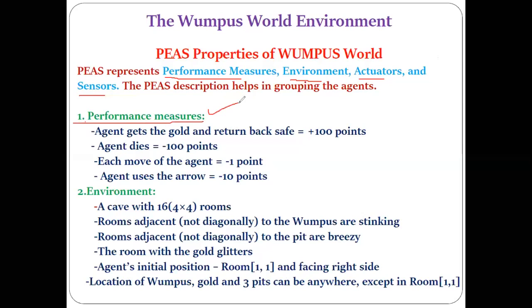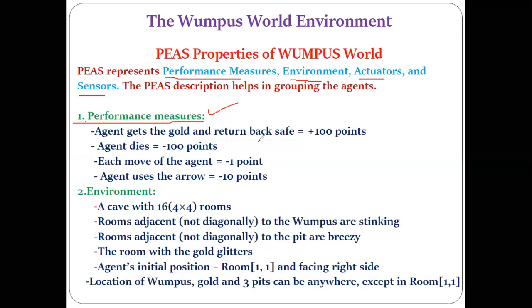In the sense, when the AI agent goes on exploring or searching in the cave for the gold, how will its performance be measured? What are the parameters, the metrics, for measuring the performance of that particular AI agent, or knowledge-based agent? For that purpose, certain performance measures are given.